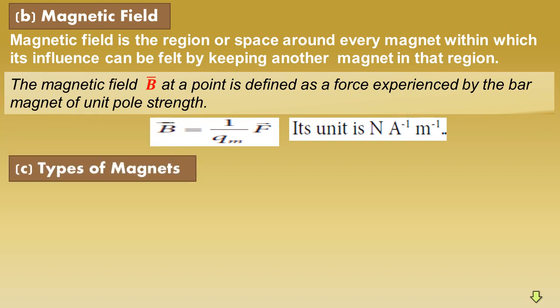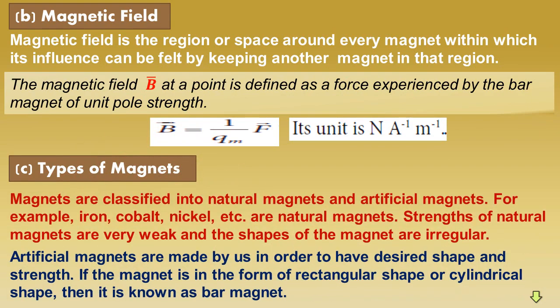Now let's see what are the types of magnets. Magnets are classified into natural magnets and artificial magnets. For example, iron, cobalt, nickel are natural magnets. Strengths of natural magnets are very weak and the shapes of natural magnets are irregular. Artificial magnets are made by us in order to have desired shape and strength. If the magnet is in the form of rectangular shape or cylindrical shape, then it is known as a bar magnet.